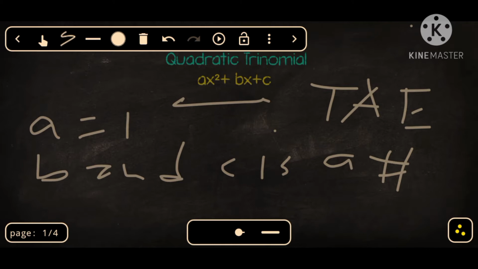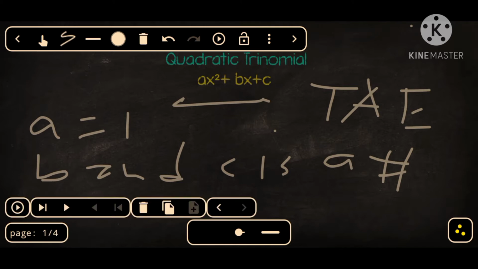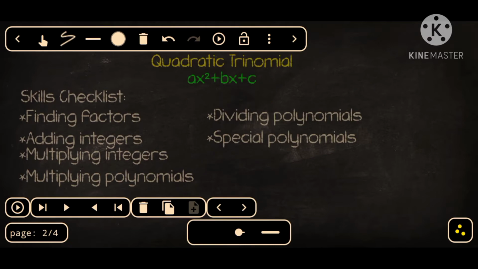Okay, so before we proceed to our example, let me remind you first that you need to have these necessary skills. First, we have finding factors, adding integers, multiplying polynomials, dividing polynomials, and special polynomials.